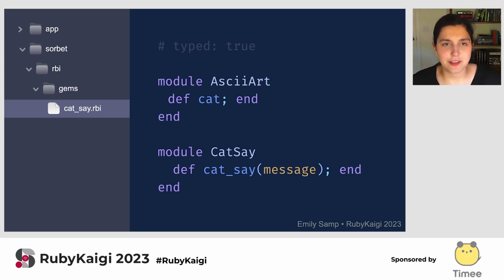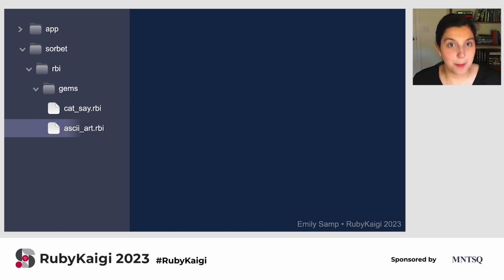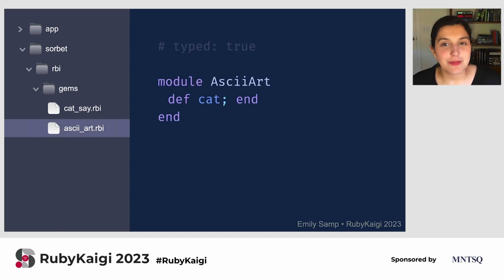On its own, this isn't harmful, but it's important to remember that Tapioca will generate a separate RBI file for the ASCII art gem. If we open that file instead, it will also have information about the ASCII art module. Having two sources of truth for the ASCII art RBI could cause Sorbet errors and a lot of confusion for developers. So to get around this, Tapioca implements a check in the RBI generation pipeline.